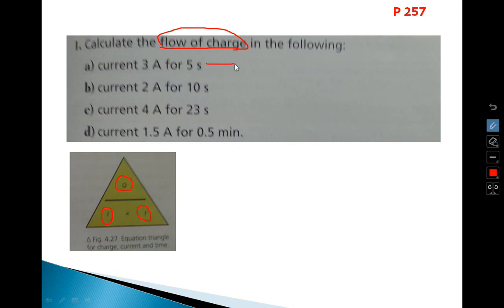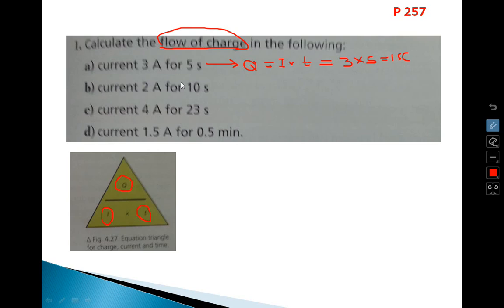Here, for example, in this one, Q is equal to I, current, times what? T, time. Time in what? In second. Must be in second, not in minute. So for section A, Q is equal to what? We have 3 ampere, 3 times 5. 3 times 5 is equal to what? 15. 15 what? Coulomb. 15 coulomb.